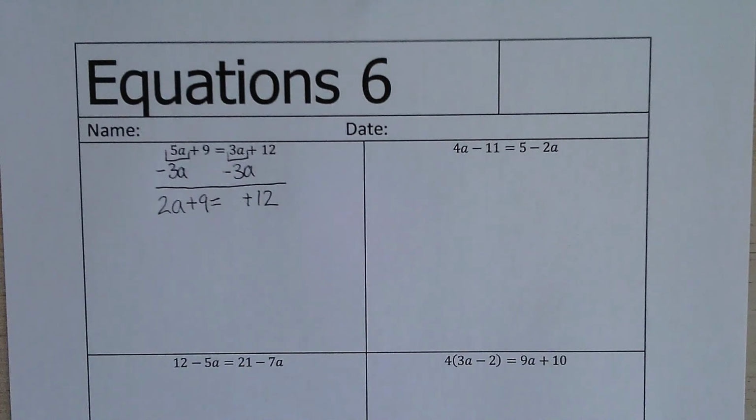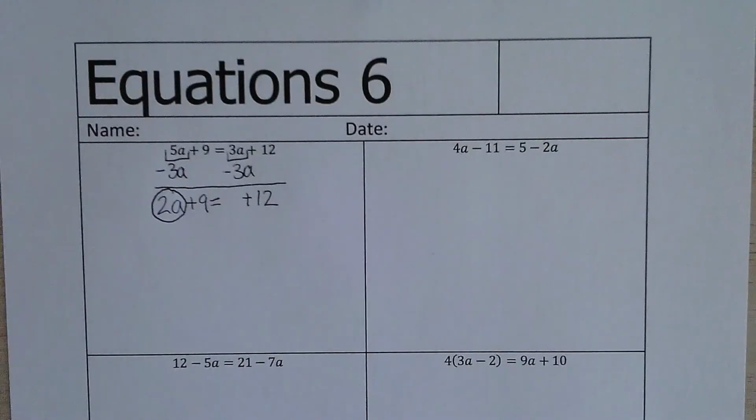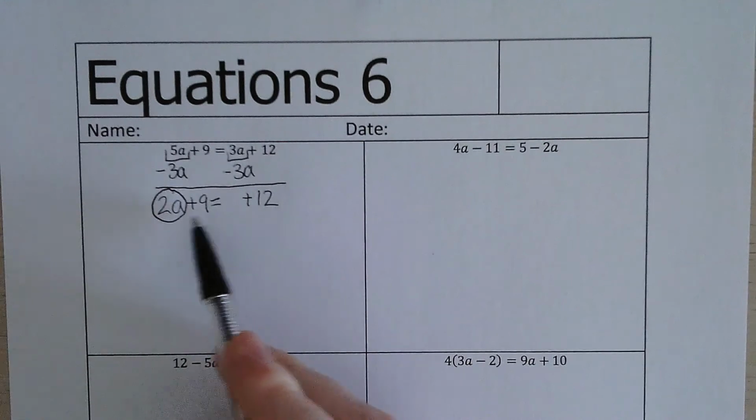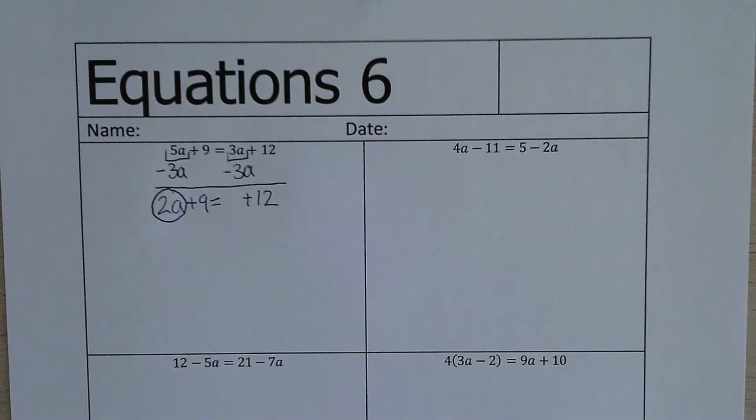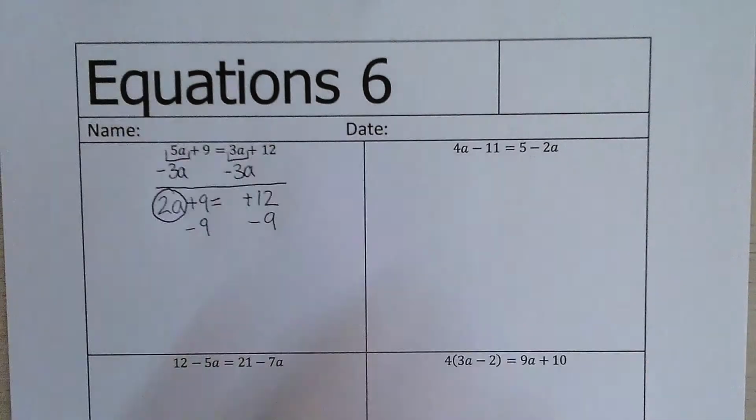This is exactly the same difficulty as the equations we were looking at in previous lessons. So now we need to try and isolate the term, and then we need to isolate the variable. The term that contains the variable is 2a, so that's what we're going to try and isolate. So we need to do the opposite operation of adding 9. The opposite of adding 9 is subtracting 9, so we'll subtract 9 from both sides.